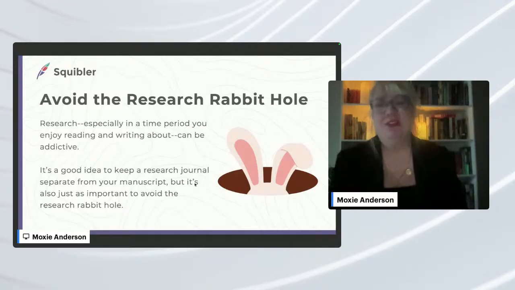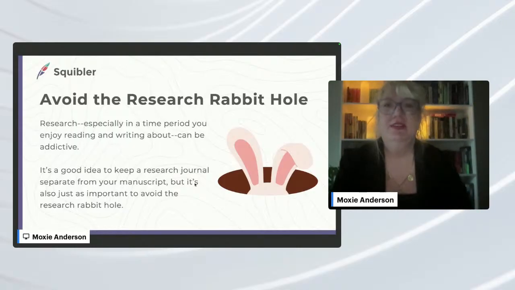Once you're starting your research, you do have to have a plan. Because here's the problem: once you get started researching a period of time that you enjoy reading about, you can get lost in the research rabbit hole. It can be addictive. It's a good idea to keep a research journal separate from your manuscript, but it's just as important to go into your research with purpose and know when to quit. We'll talk about that as well.